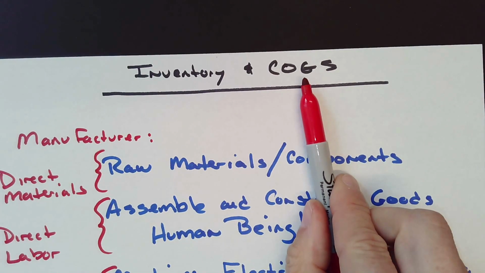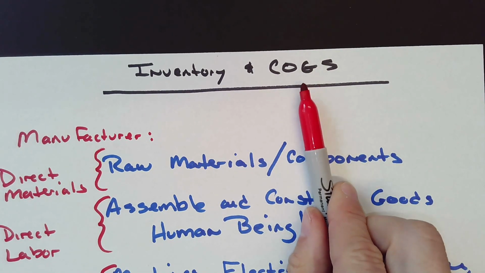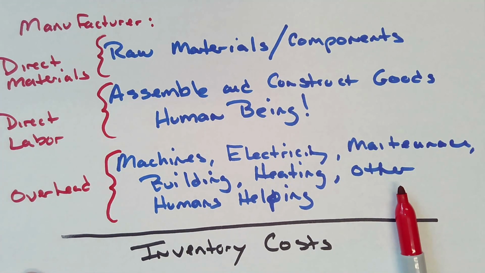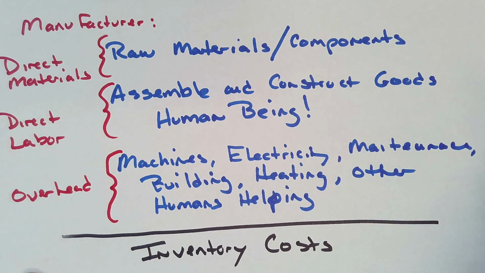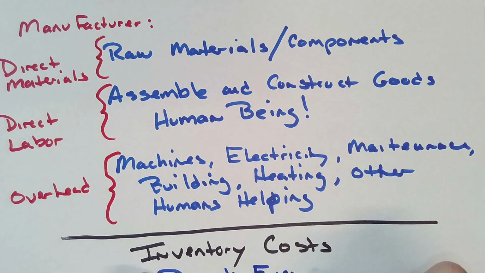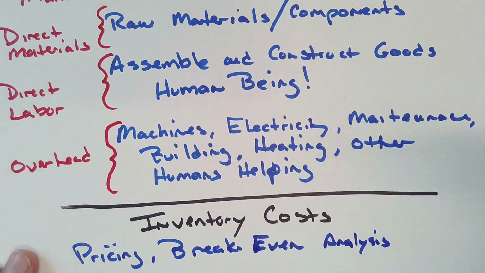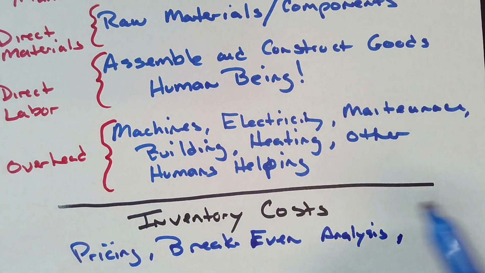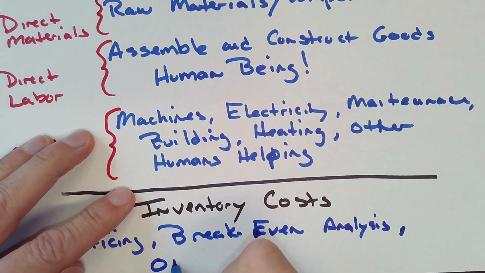One, we want to make sure we get the cost of goods sold correct, but more importantly, internally for the organization, this is going to help us with a lot of decisions. Pricing, break-even analysis, and determining whether or not to expand production. Just other management decisions.